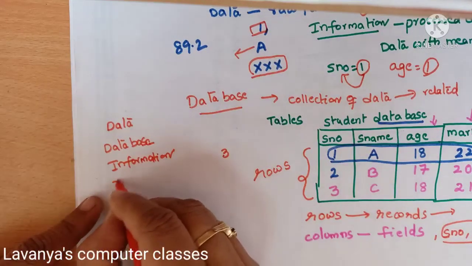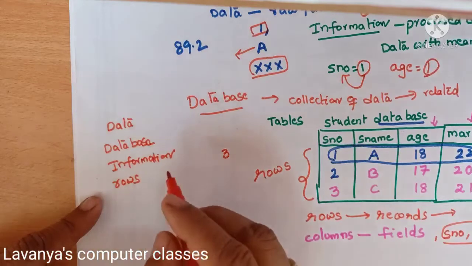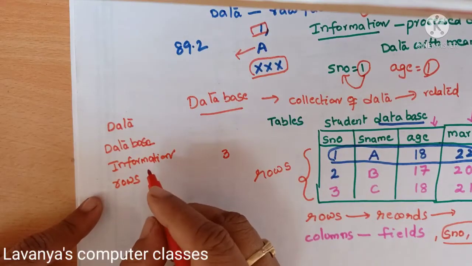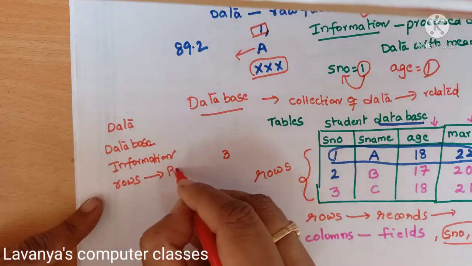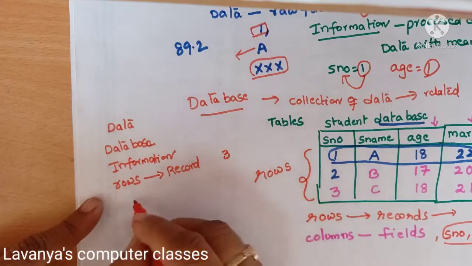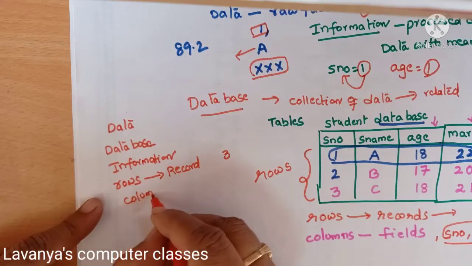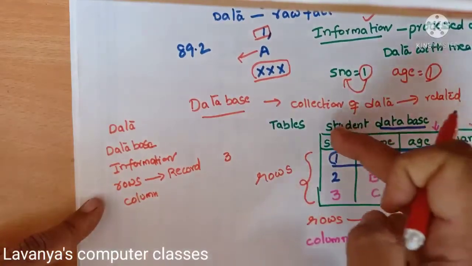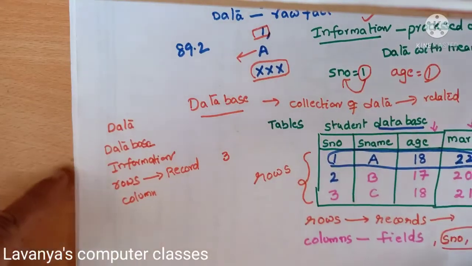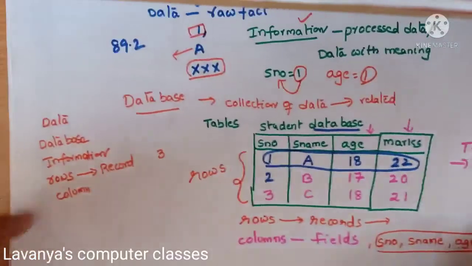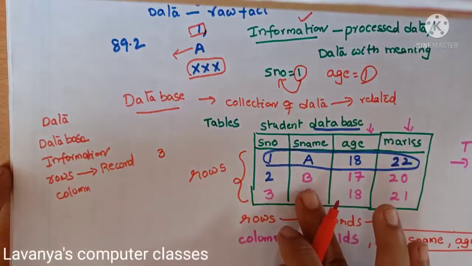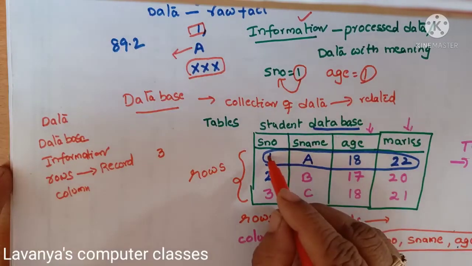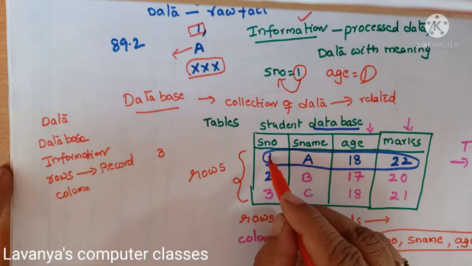What is a row? Data is stored in the form of a table. In the table, the horizontal line is known as a row. A row is also called a record. Then column. Column means vertical lines. Serial number is one column, S name is one column. The smallest individual unit in the table is also known as a field.